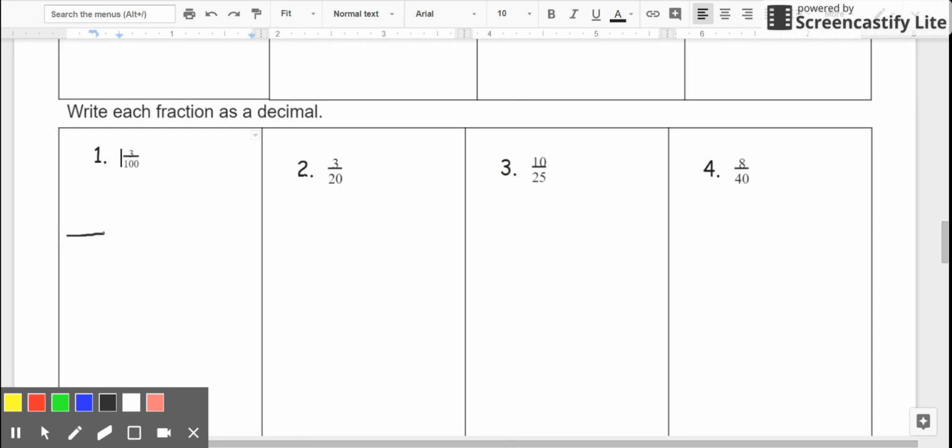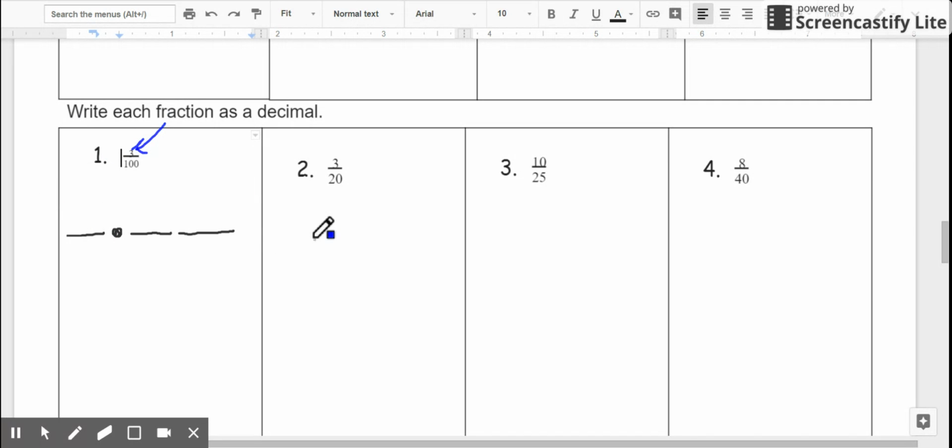So we have our ones column, and then the decimal point, and then tenths, and then hundredths is our last column. To rewrite this fraction as a decimal, I'm going to put the numerator in these blanks such that the last digit of my numerator is the furthest right digit. So I have 3 in the hundredths column, and I have nothing else to fill in, so I'm going to put zeros everywhere else. So I get 0.03.